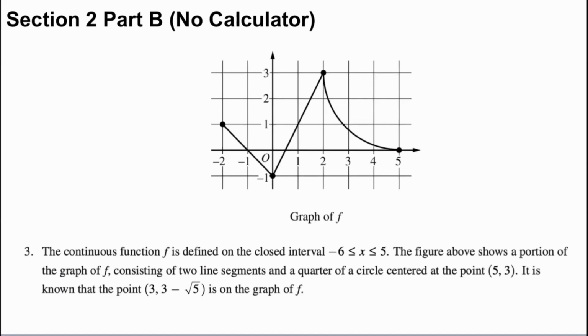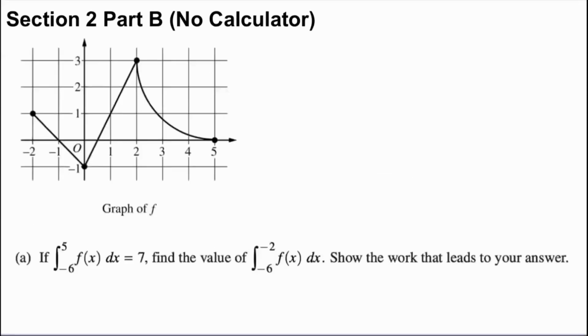We're given the graph of f, and we're given the stem. And we will refer to the information in the stem a bit later. But for each subsequent question, I'll just have an image of the graph there. So question A is a question testing your knowledge of definite integrals. We're given if the integral from -6 to 5 of f of x dx is equal to 7, find the value of the integral from -6 to -2 of f of x dx. And we're expected to show the work that leads to our answer.